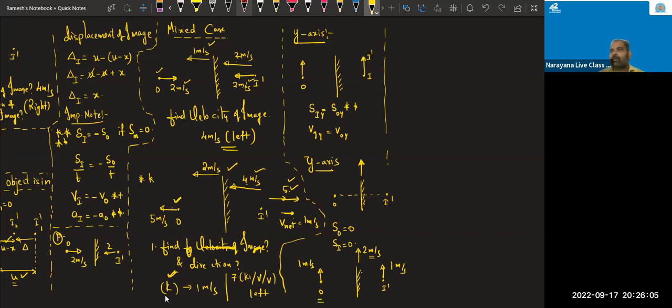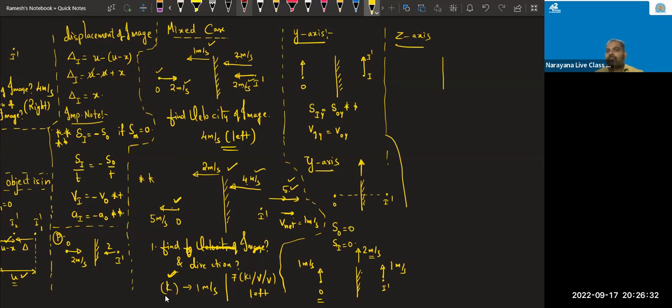Are you getting my point? Similarly, for the z-axis, the same thing will happen. That's what I am telling you, don't copy. I will add these three cases: X, not only Y, Z also I will add. Understanding or not understanding? Okay. So pay your max attention.